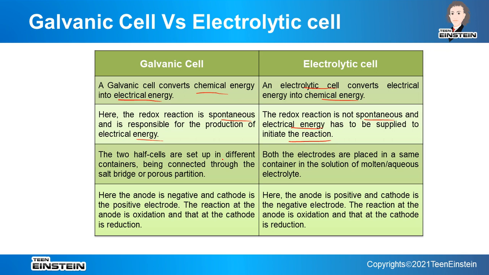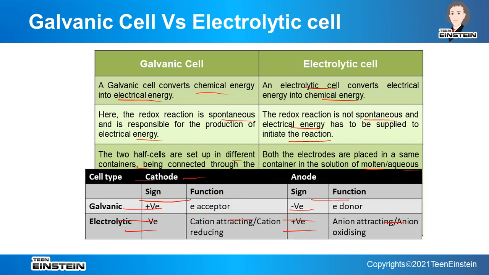In the galvanic cell, the two half cells are set up in different containers, connected through the salt bridge or porous partition, but here we are not using any salt bridge. We are taking it in the same container, molten or aqueous electrolyte. And if we talk about cathode or anode, in galvanic cell anode is negative, cathode is positive. Here it is opposite, anode positive, cathode negative. But the common point is that in both cases, in anode there is oxidation, in cathode reduction. That is the common point. Okay.